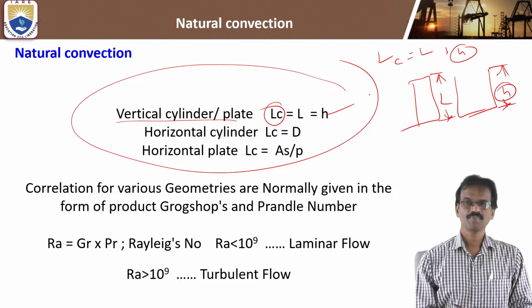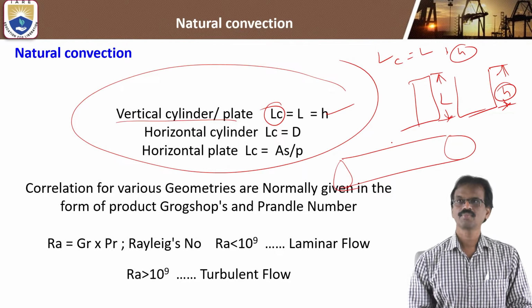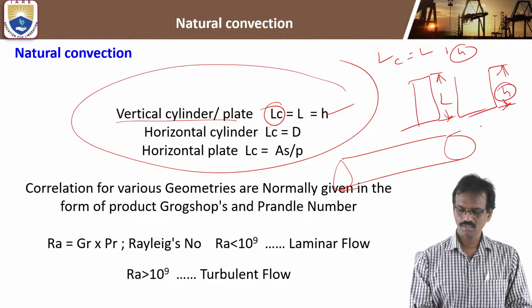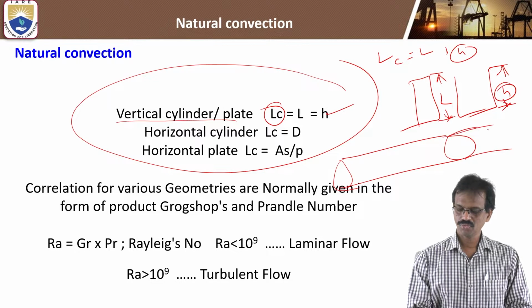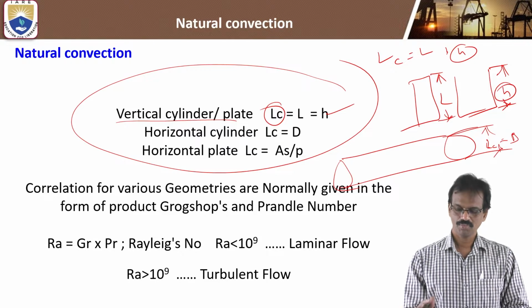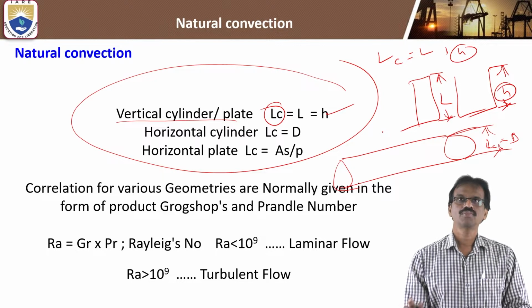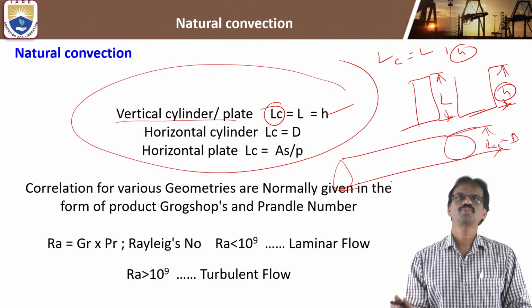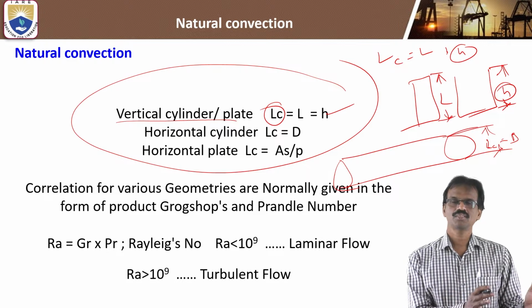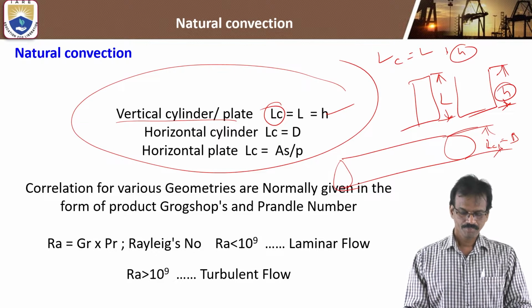Another case is if the flow is through a horizontal pipe like this one. Here also we take the characteristic length as the diameter of the pipe. So Lc is equal to the diameter of the pipe, not the length of the pipe. In natural convection we always consider the particles moving from bottom to top, whereas in forced convection it is left to right, from the flow starting point to the ending point.